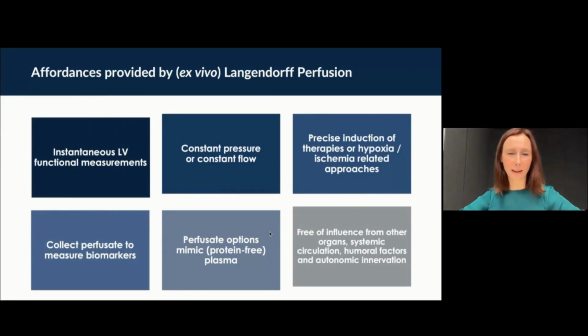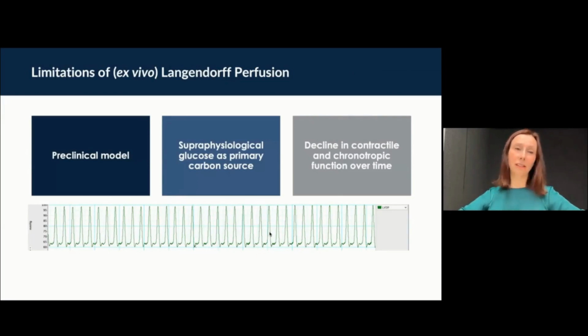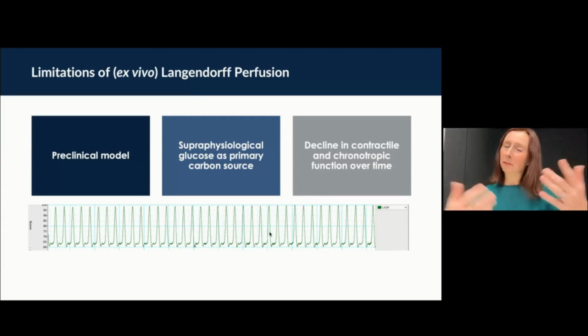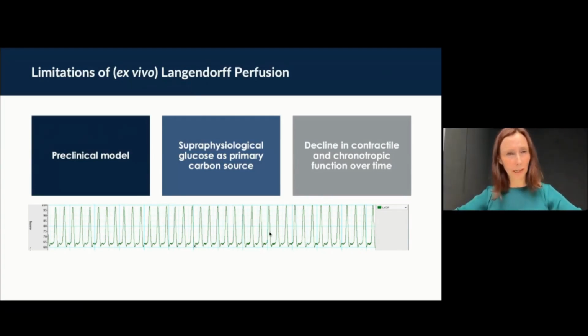But as you can imagine, not everything is always on the positive. There are some limitations that I need to come into my experimental decision tree with. And I need to be comfortable with these as being limitations before proceeding, because if my limitations outweigh my affordances, it might not be the optimal approach. So the limitations that I am well and truly aware of with my Langendorff approaches to ex vivo perfusion: obviously, it's a preclinical model. Am I willing to take this as a limitation? I am, because I'm in my discovery phase.